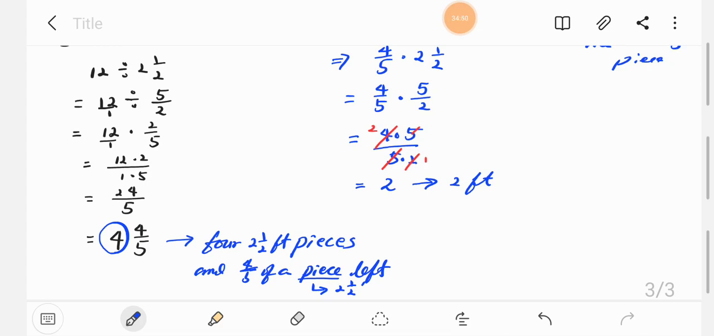Each piece is 2.5 feet. But since we have 4/5 of the piece, it will be 2 feet. Okay, that's it for this section.